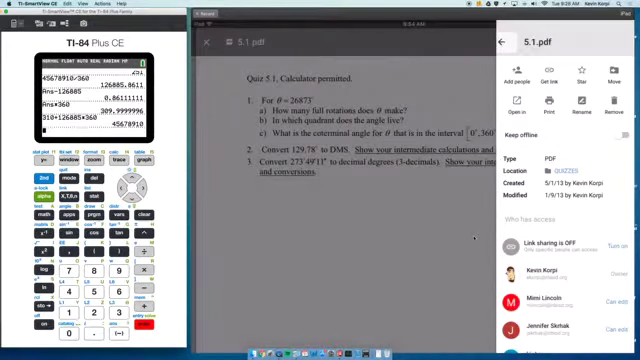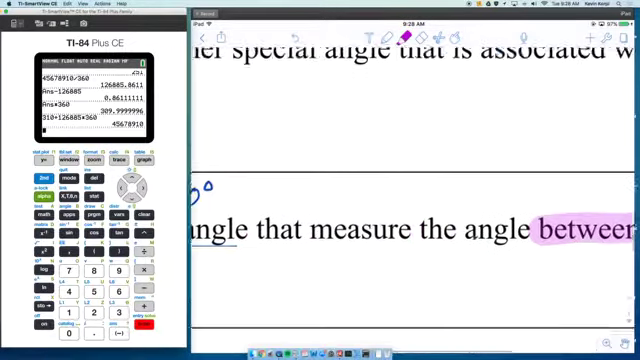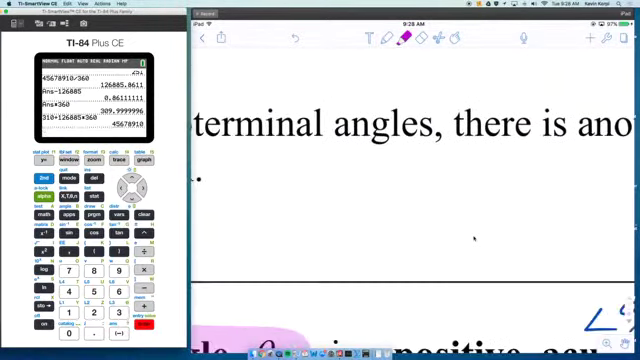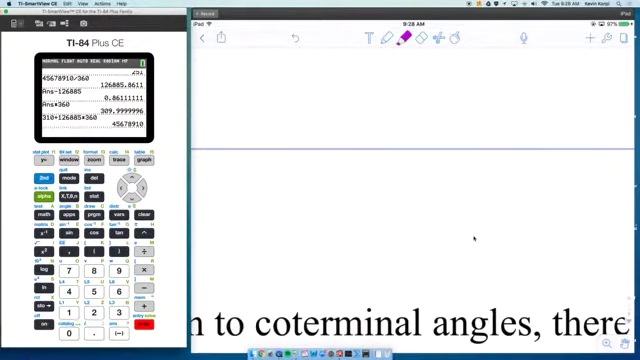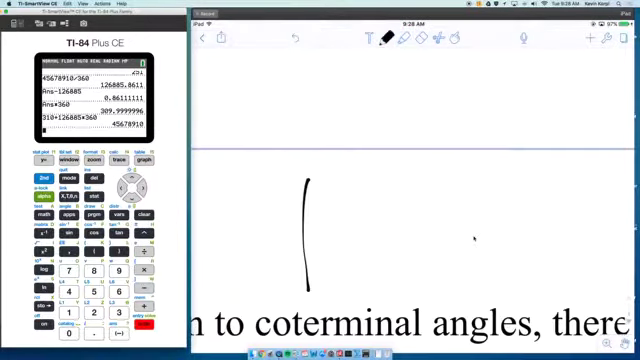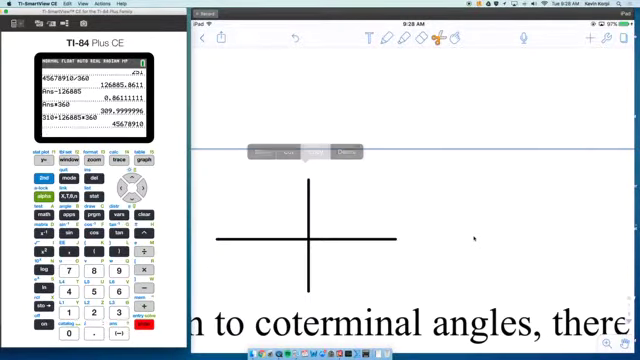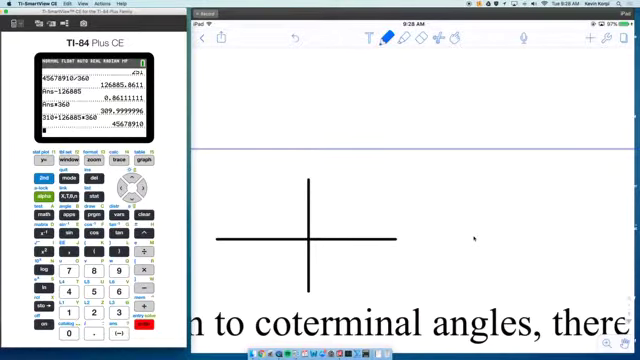It's the positive acute angle that measures the distance or the angle between the terminal ray and the closest x-axis. I'm going to go ahead and draw 4 scenarios right here. Let's find a little spot at the very top of the page. I'm going to draw 4 coordinate planes, snap them vertically, snap it horizontally, and then we'll copy. All right, so there are 4 scenarios if your terminal ray lands in the open field, okay?